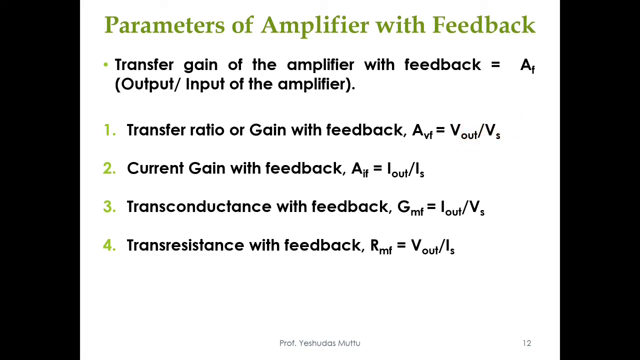Similarly, it goes with the current gain, I out by Is, then transconductance, I out by Vs, and finally transresistance V out by Is. All your symbols are given with F, because it is with feedback.